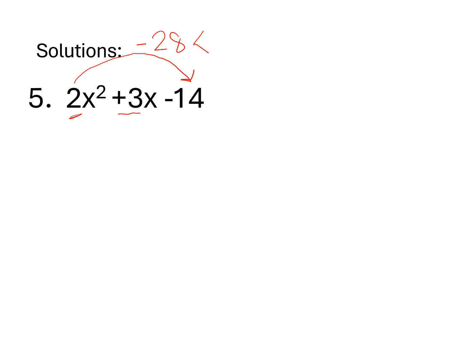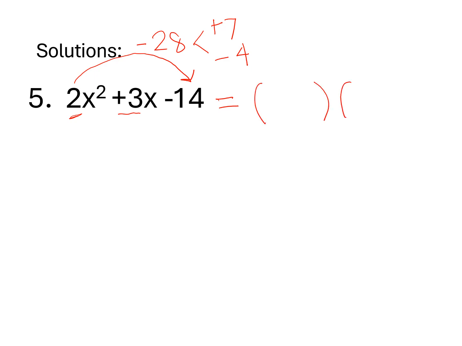What are the two numbers? Again, if we multiply the two numbers, the result is negative 28. If we add them, the result is positive 3. Then what are the two numbers? Yes, the two numbers are positive 7 and negative 4. Correct. Here, we can now find the factors of this polynomial expression.